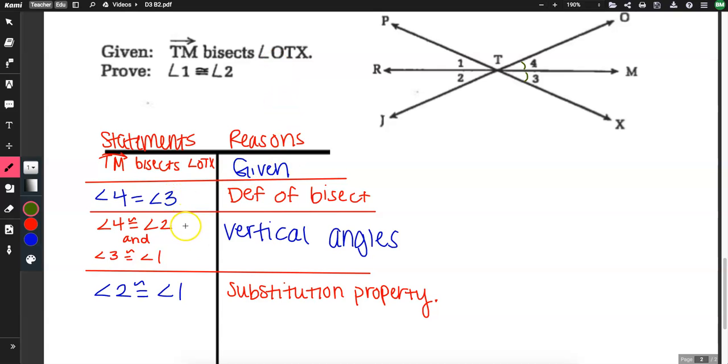And then I have a couple of vertical angles here, so that would be the missing reason. 4 is congruent to 2, and 3 is congruent to 1. And then I was ready to conclude in saying angle 2 is congruent to angle 1. And this is from my substitution property, because what I'm doing is substituting 2 in the place of 4 here, and 1 in the place of 3 there in the proof, right? So now I can say, okay, those guys are also congruent.